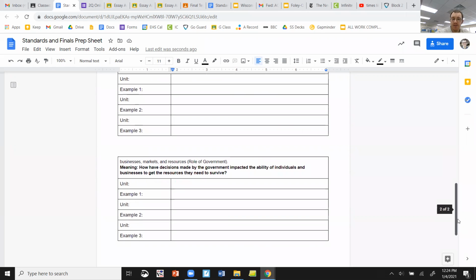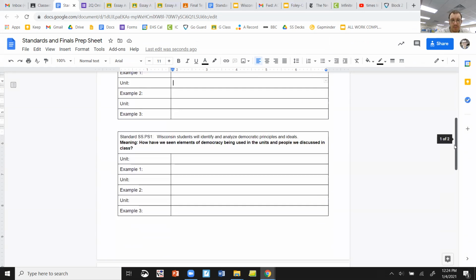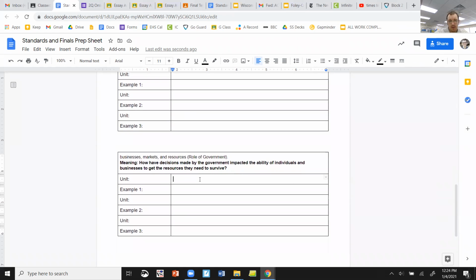And 4, how have decisions made by the government impacted the ability of individuals and businesses to get the resources they needed to survive? A classic example of this you could talk about, you could put in the Middle Ages, and then you could talk about feudalism, right? Because feudalism is a government system, and talk about how the setup of that system either helped people gain resources or hurt them, whatever it might be. That'd be a classic example you could have there.